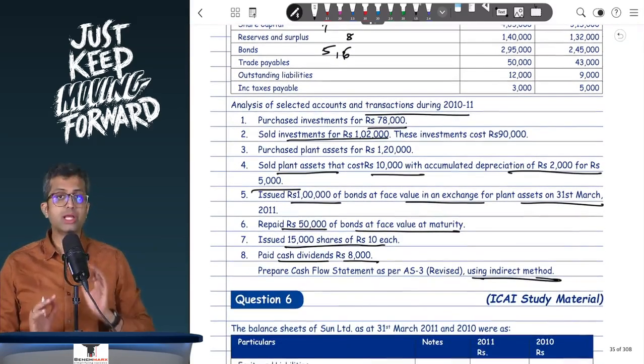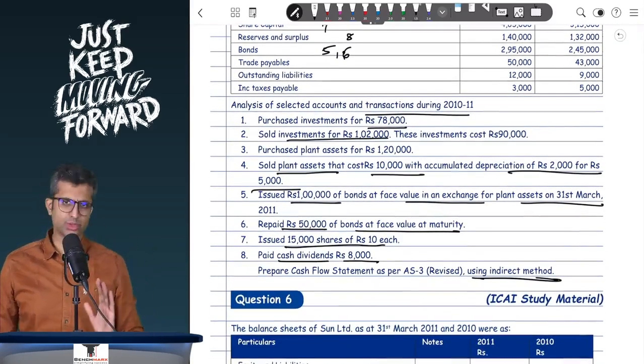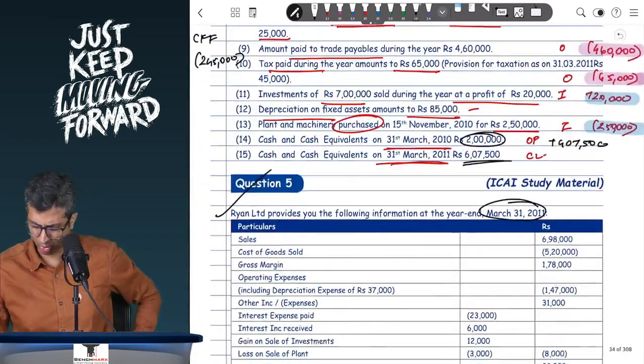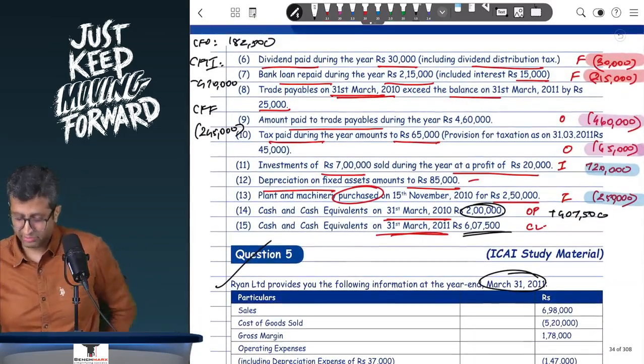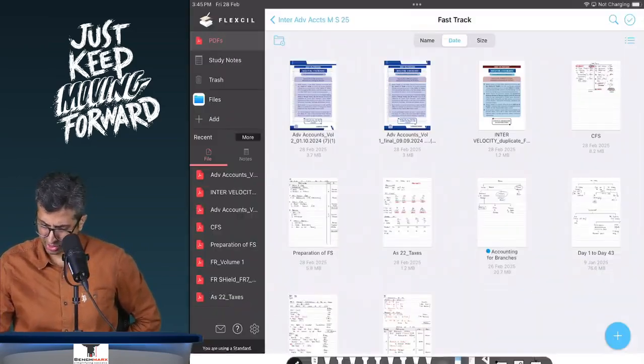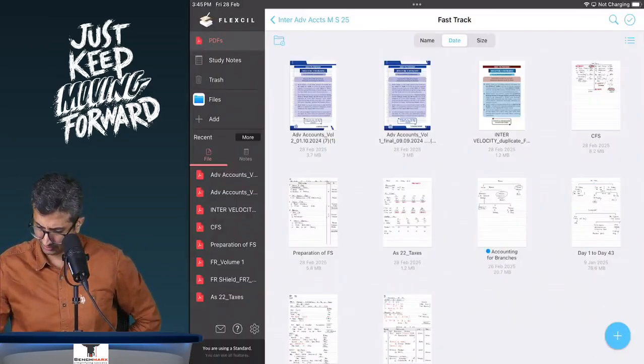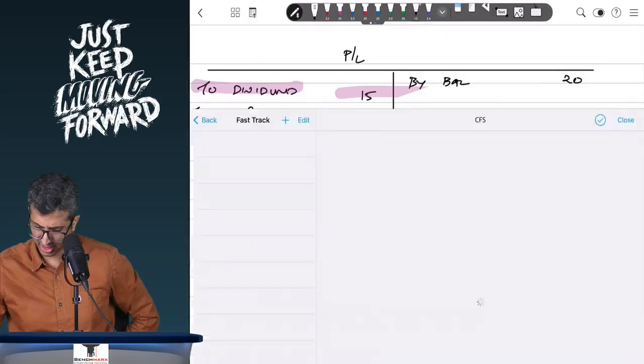What do you have to do? Sir, we need to prepare the cash flow statement. So how will we prepare the cash flow statement over here? We will say that, okay, we will prepare the entire format. I'm not sure if I can just bring that up. If I have this handy, just a second.